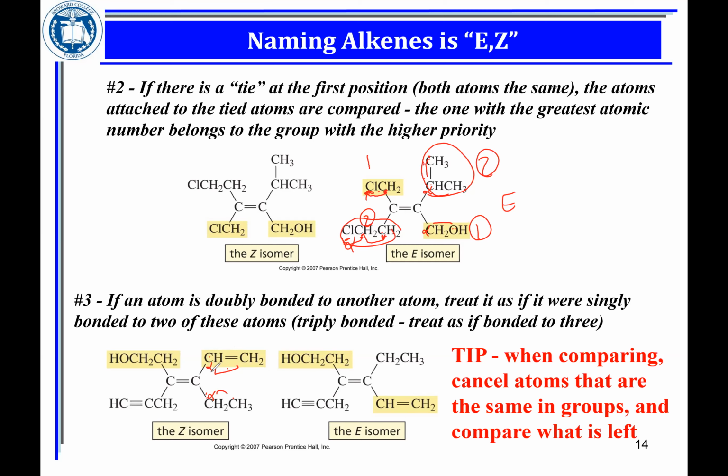That's a bit confusing. Does that one have a higher atomic mass, or does that one have a lower atomic mass? It just has a double bond giving it priority? Okay, if you read this part here, if you have a double bond or triple bond, treat it as if it was singly bonded to two of these atoms. So you treat it like it's bonded to two CH2s. Yes, it's bonded to two CH2s.